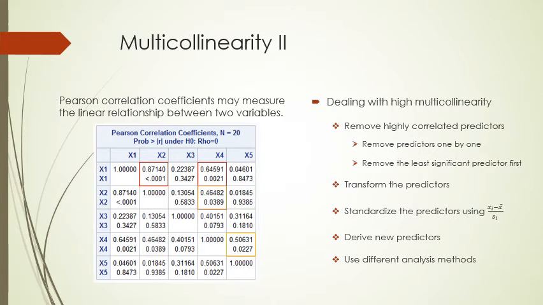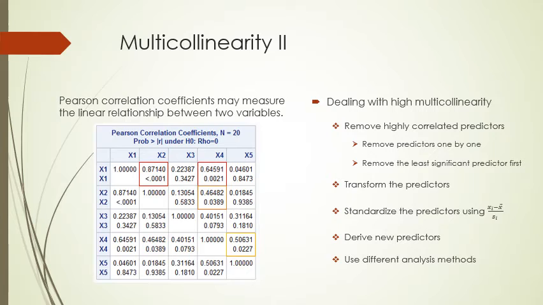Multicollinearity is a complex issue to deal with. We may need to use one or more techniques to reduce its impact, depending on different situations. We may remove highly correlated predictors based on their impacts on the models. We should remove predictors one by one, since any variable removal may affect the estimates and the significance. We should remove the least significant predictor first.